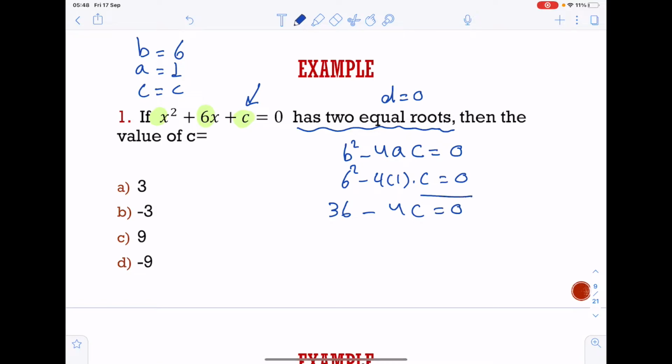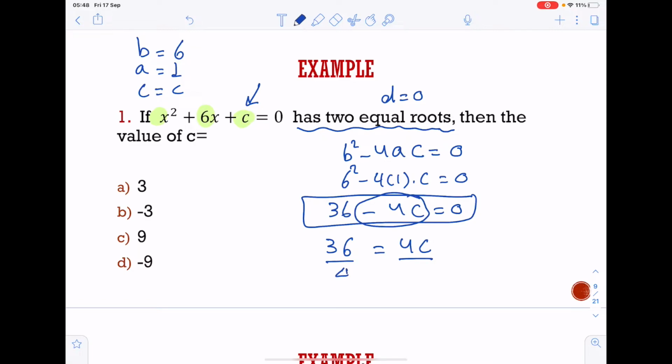Now we're going to solve this as a linear equation. So I'm going to move this to the other side, or add 4c to both sides. So this would be 36 equals 4c. Now I will divide both sides by 4. So the answer here equals 36 over 4, which is 9. So c equals 9.